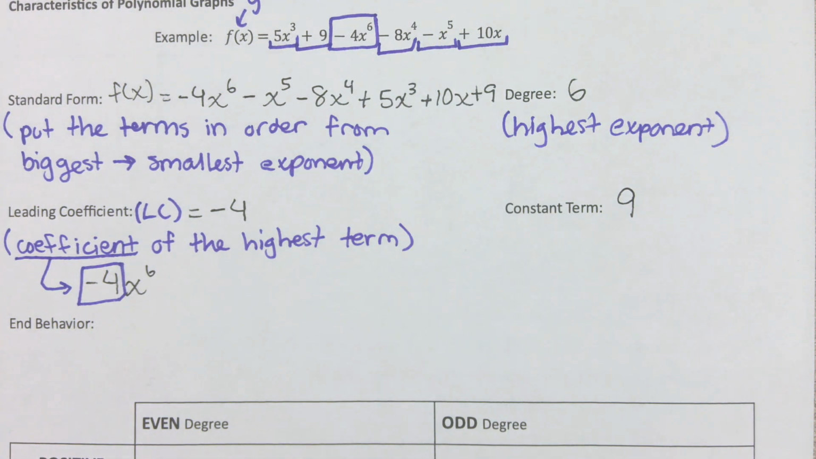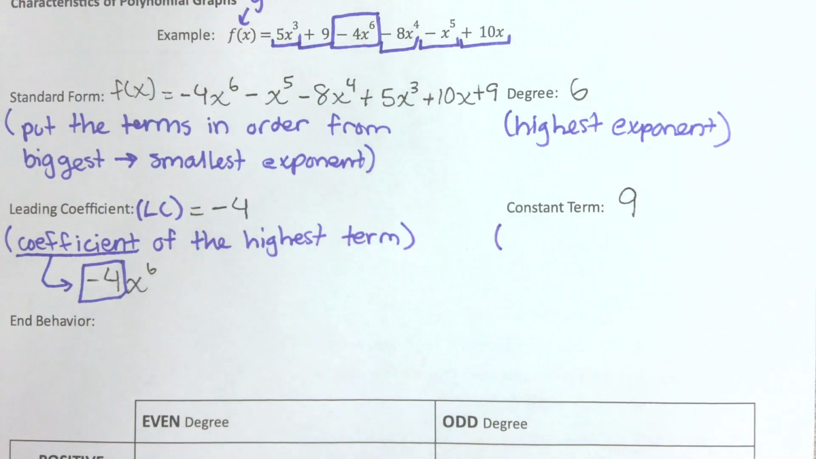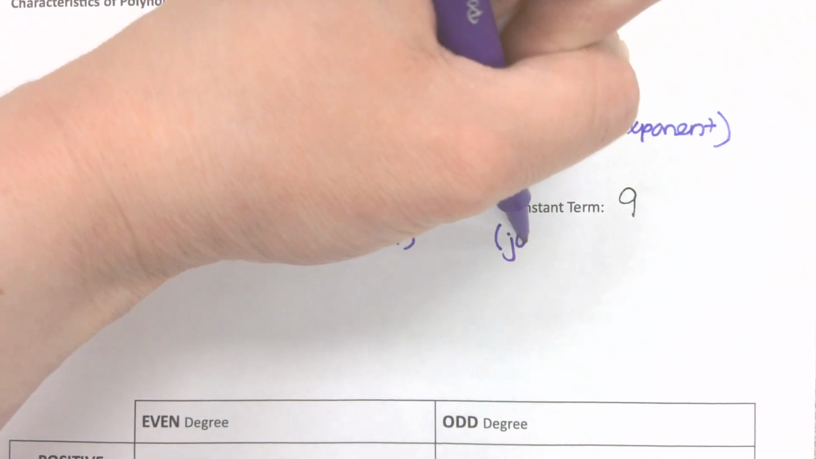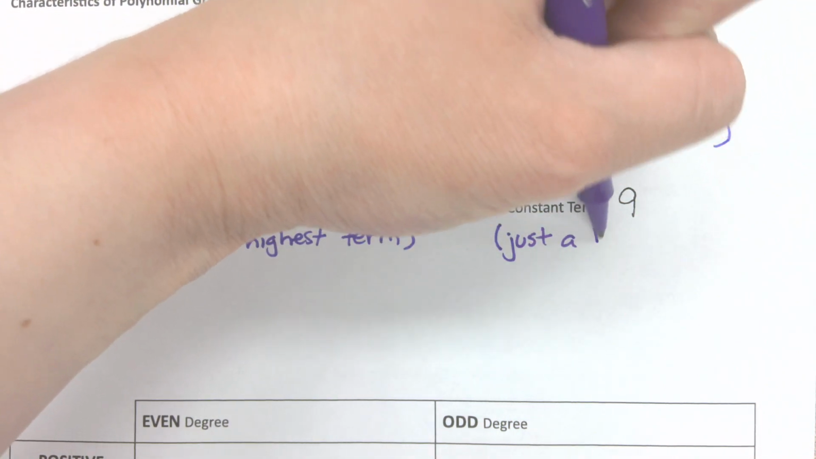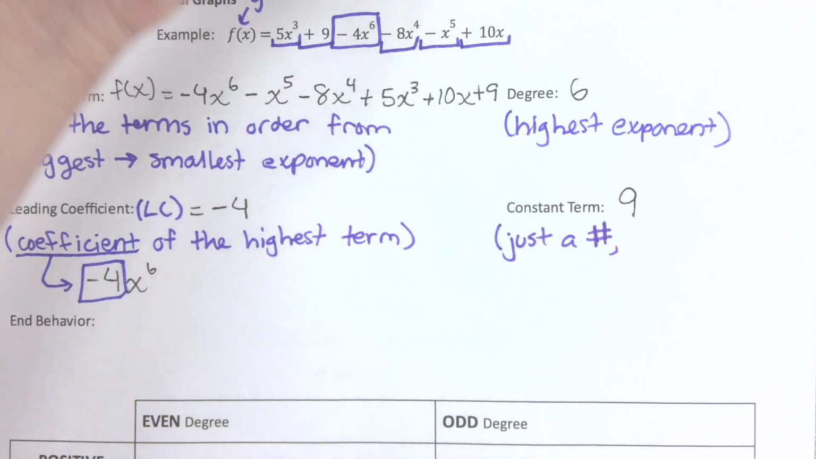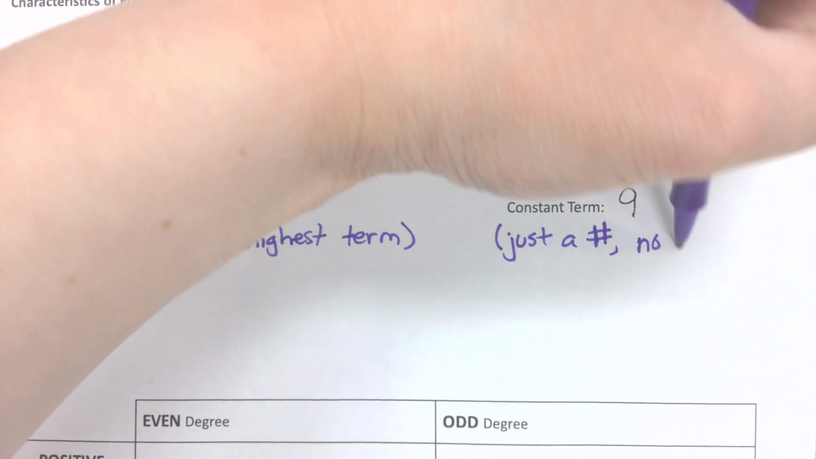Constant, when written in order, is always at the end. And it's the one term that has no variable. That's what makes it a constant, the absence of a variable. So a nice definition is just a number. No variable.